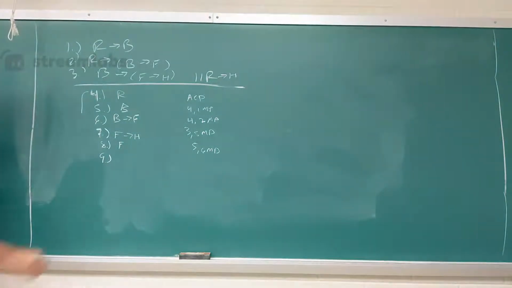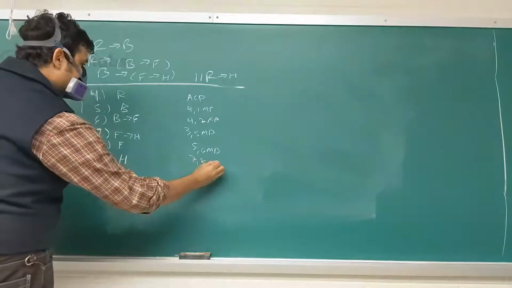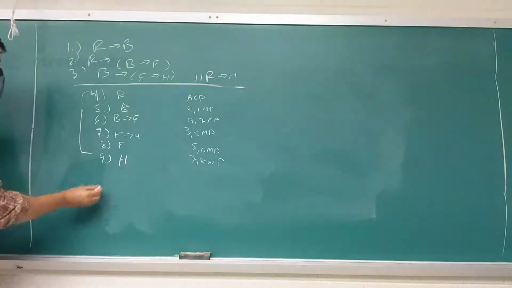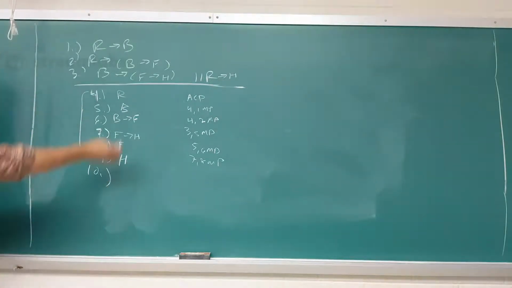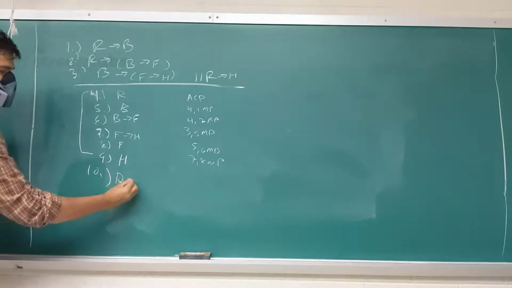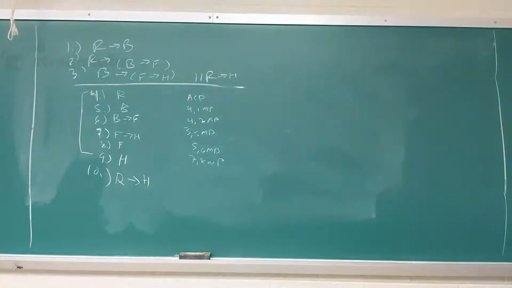Which means you can also get H with 7, 8 modus ponens. And then you would close the conditional proof. Close that. I assumed this, it got me this, so I can say, I just proved that if R happened, then H will also happen, there's the conclusion.